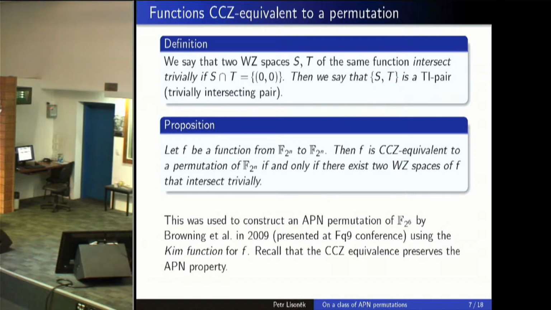And so the CCZ equivalence preserves the APN property. Therefore, if you use this proposition, if you possess those trivially intersecting WZ spaces, your function is already APN, and you can find an APN permutation that way. And that's what they did in dimension 6.